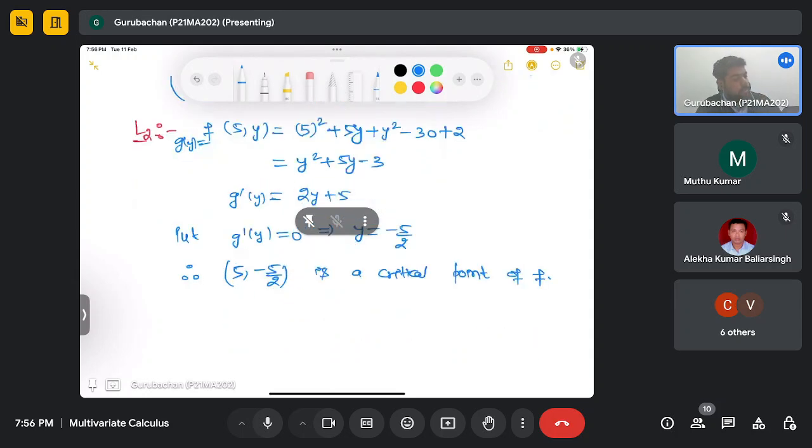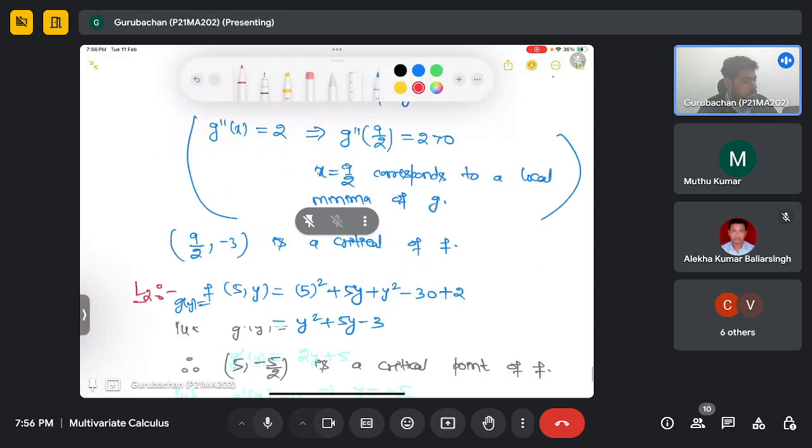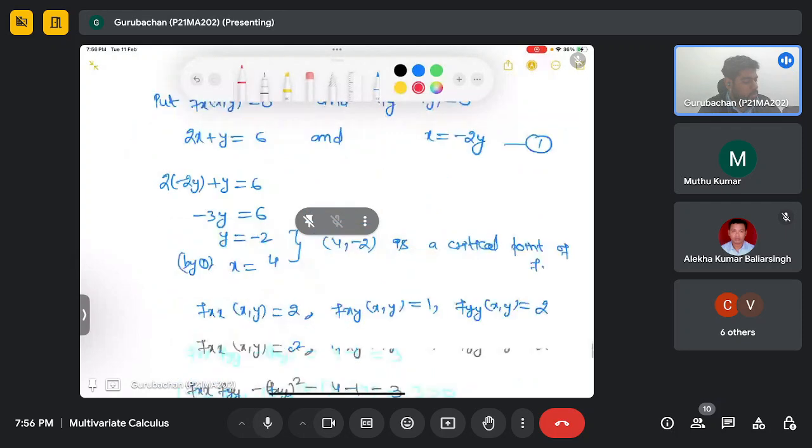Now similarly, we need to see L3. L3 corresponds to y equal to 0.